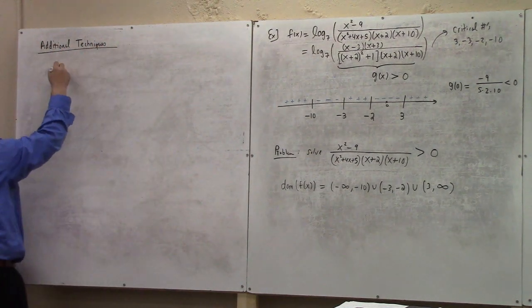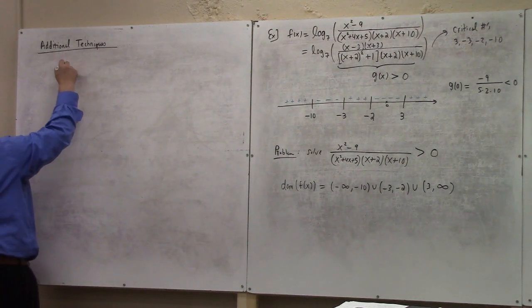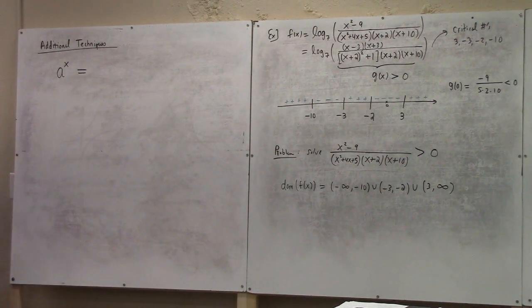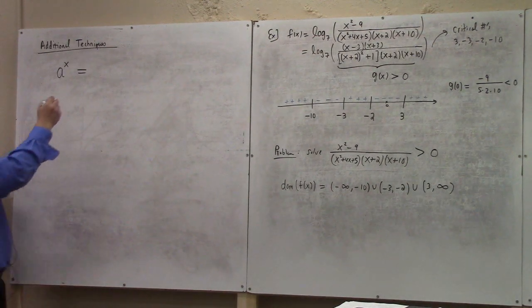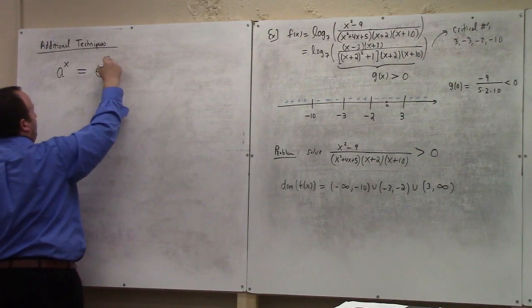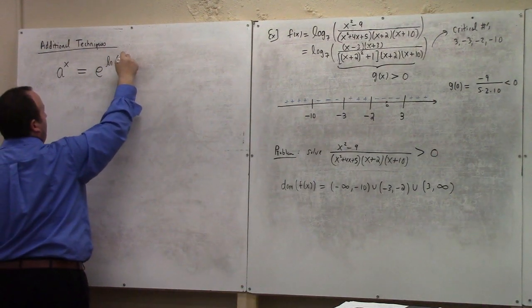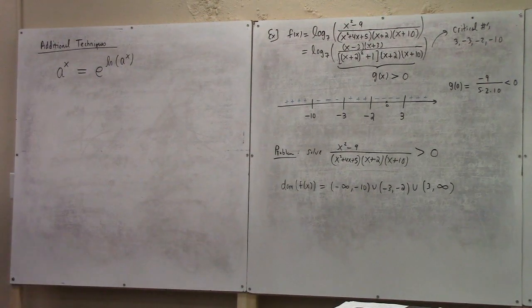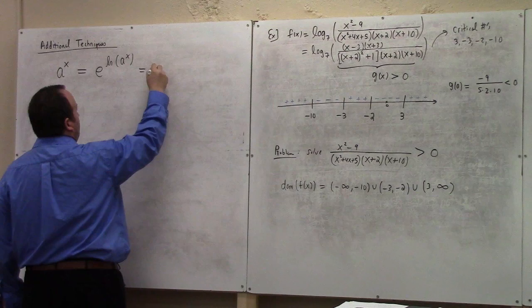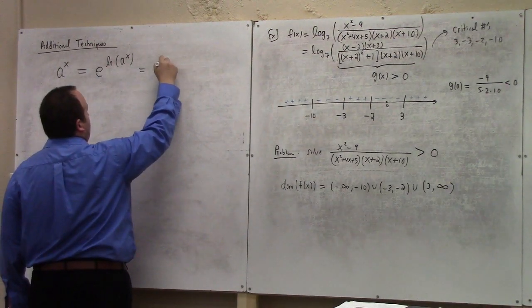If I want to take a to the power x, I can convert that to e to the x as follows. This is e to the natural log of a to the x. So this is just an identity. e to the natural log of a positive thing is the positive thing again. But then the power law gives me e to the x times the natural log of a.